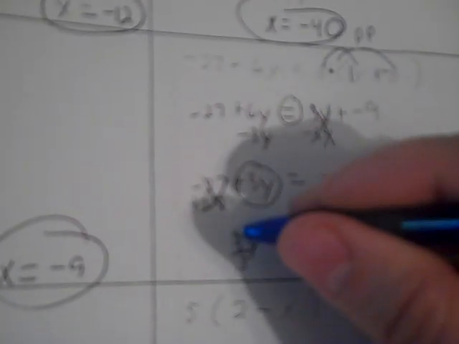And then I have 3y equals 18, and then we're going to divide both sides by 3, and 18 divided by 3 is 6, so y equals 6. So that one was a little bit tougher. Okay, next one, we're solving for x here.